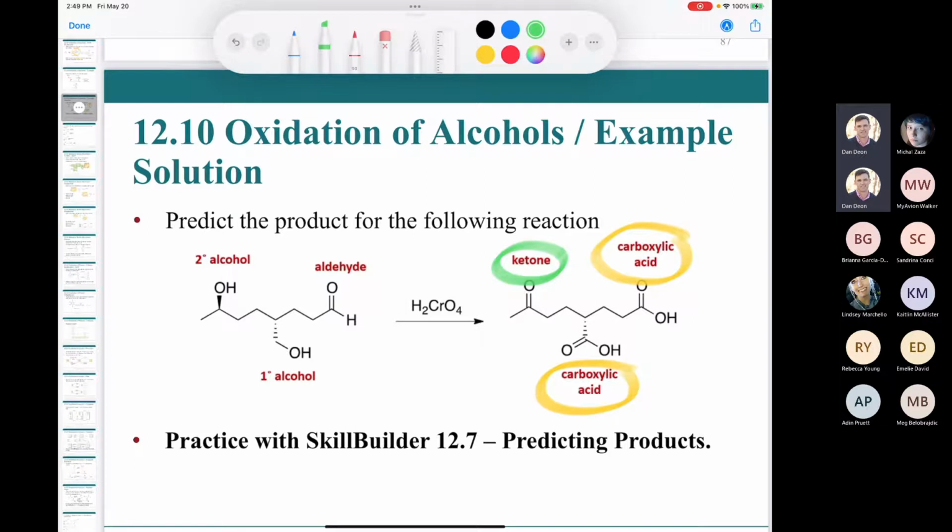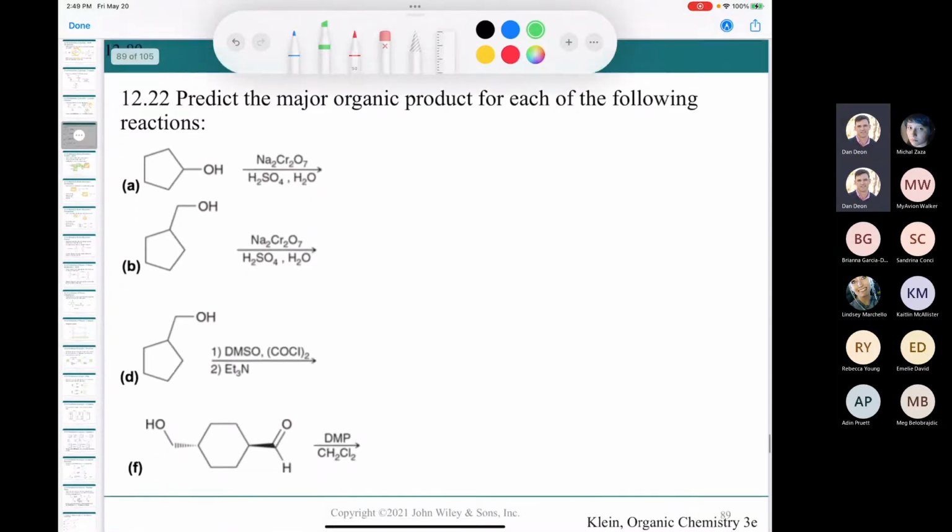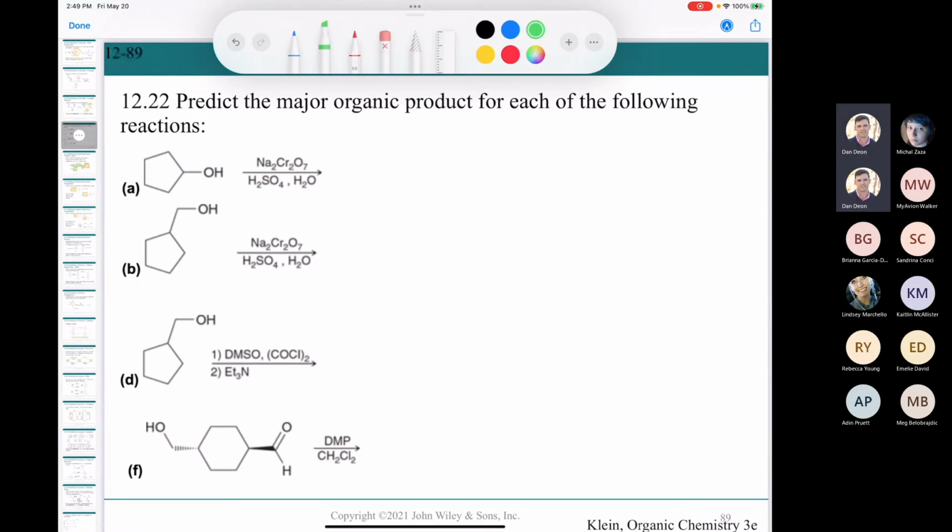Okay, with all that information in mind, let's take a look at some reactions and see if we can draw some products. The first one is a reaction of cyclopentanol with sodium dichromate, sulfuric acid, and water. So again, this is nothing more than a way to make chromic acid, H2CrO4, and that is going to oxidize that secondary alcohol to a ketone. Let's draw out the ketone. This is called cyclopentanone. Here we go.